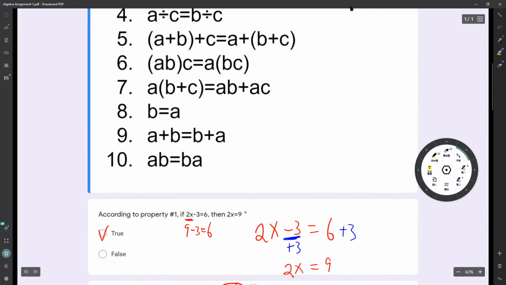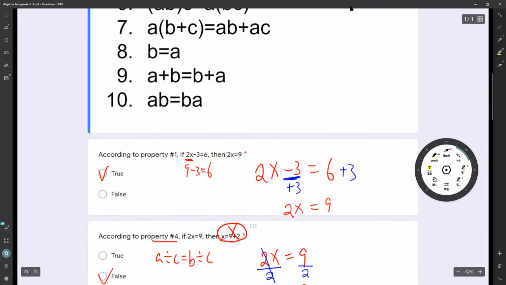This is a property we use to unpack parentheses. Inside the parentheses we have two items, and outside we have a number multiplying the parentheses. The result is the number outside multiplied by each number inside. So this is the property we use to unpack parentheses.